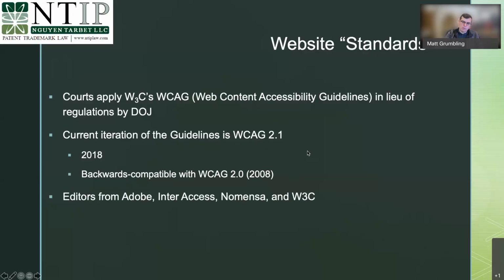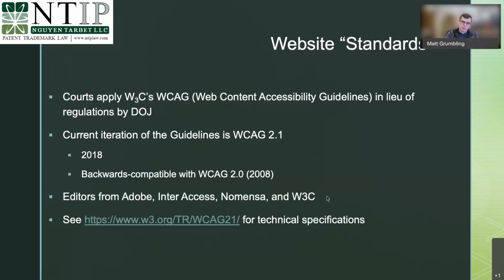So one of the interesting things I found was that these editors of the guidelines come from some pretty big corporations, and then there's one from the World Wide Web Consortium itself. And you can find these technical specifications at this website down here. I won't read it off for you.